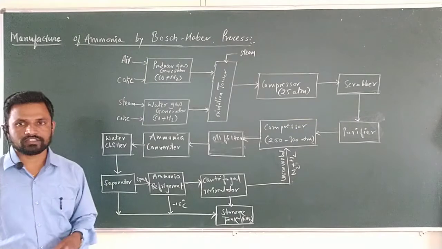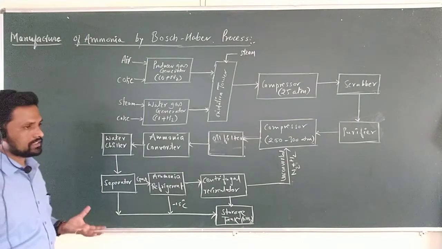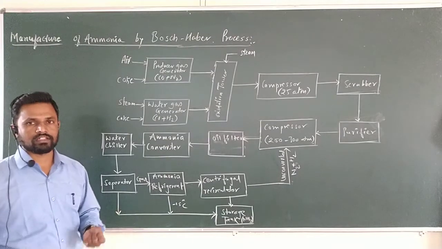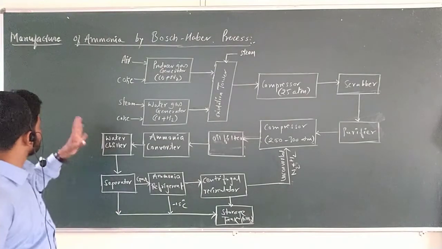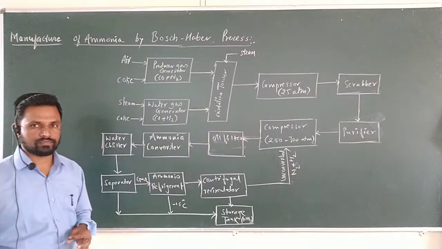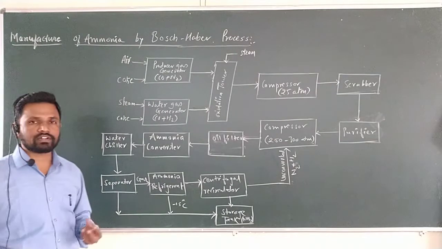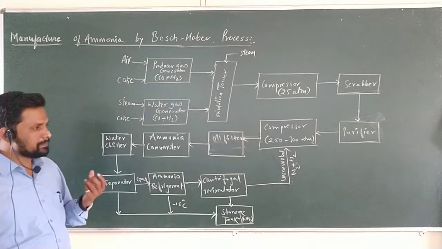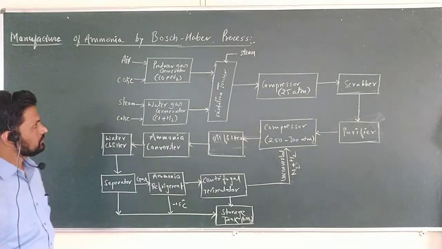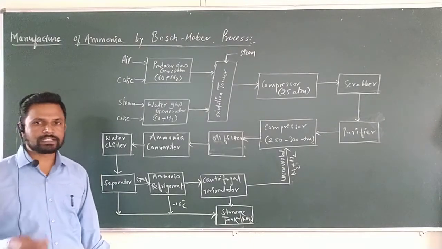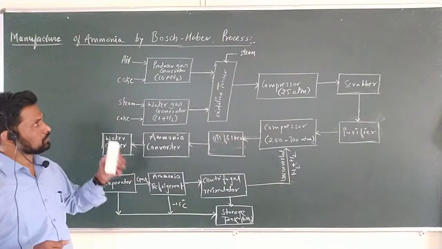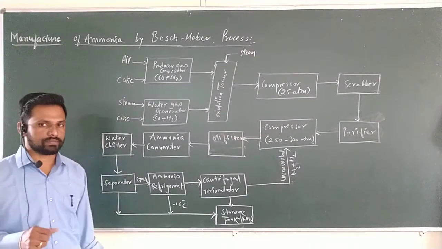In yesterday's lecture, we started our new topic, manufacture of basic chemicals. In that topic, we started the manufacture of ammonia by the modified Bosch-Haber process. In the previous lecture, we discussed the principle of manufacture of ammonia by the Bosch-Haber process.